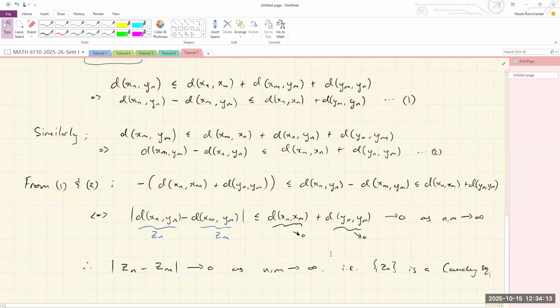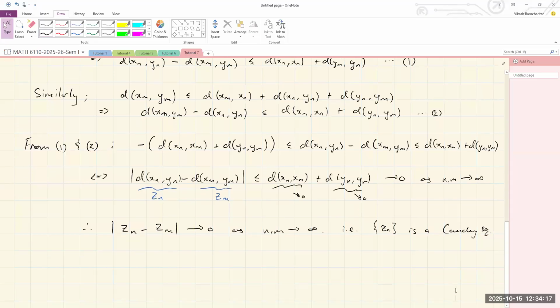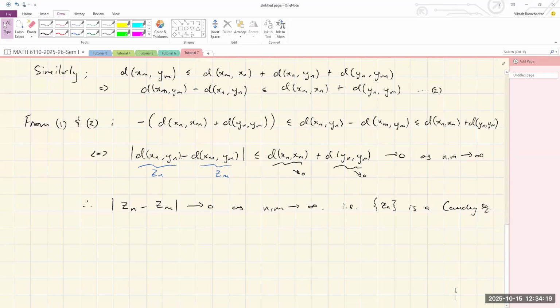If we could show that Zn is a Cauchy sequence, well, these are just real numbers, so they will converge. So the sequence Zn converges since R is complete. Okay, so that's this first proof.